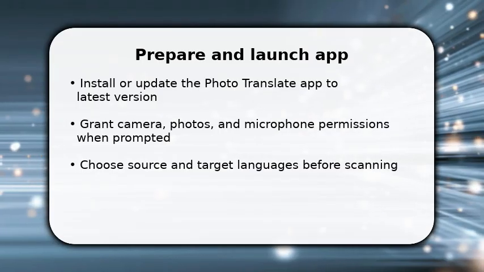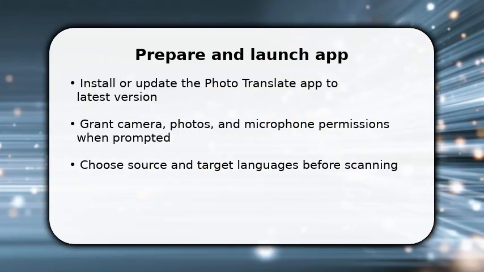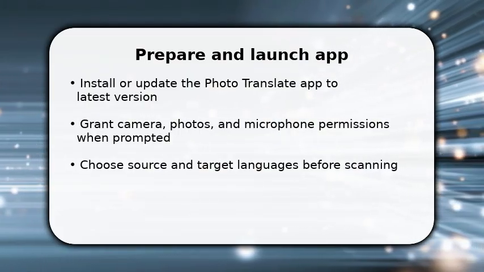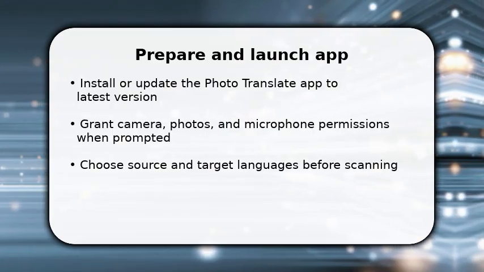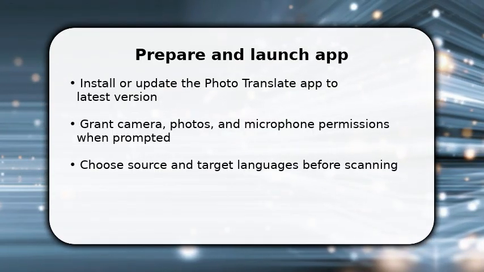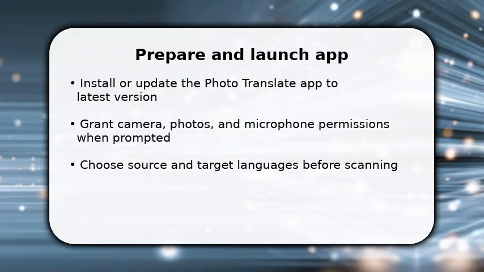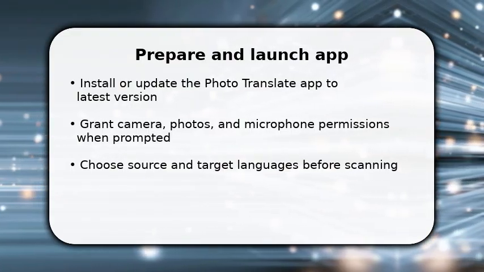You start by opening the app and confirming permissions so it can access your camera and images. Frame the text clearly. Good lighting reduces recognition errors. Tap the language pair at the top to set source and target. This ensures the engine knows what to look for.